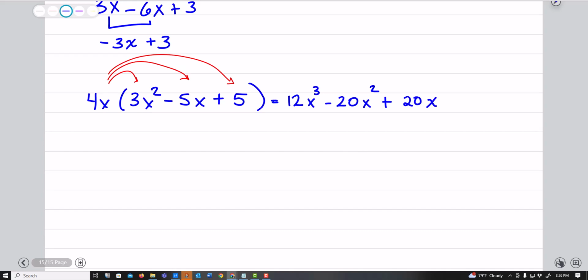You'll then get into multiplying binomials. How do I know this is a binomial? Because there are two terms. This is one term and that's another term.